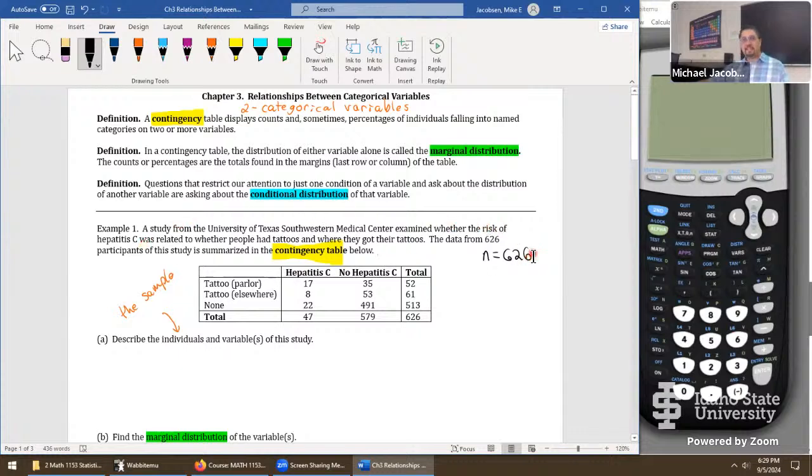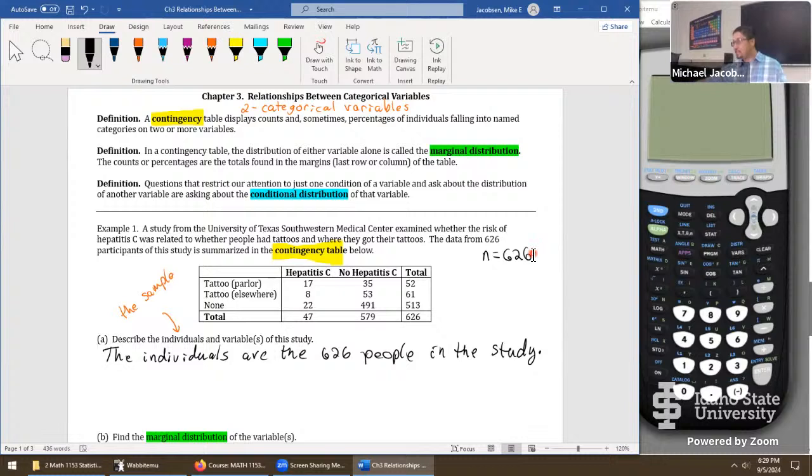Well, let's say the individuals are the 626 people, or you could say participants in the study. I went with people only because I want to emphasize they're human. And if you say people, you're probably talking about humans, not objects. So that's the best we can do on that one. Kind of uncomfortable, right? We'd like to say a little bit more, but that's all we have.